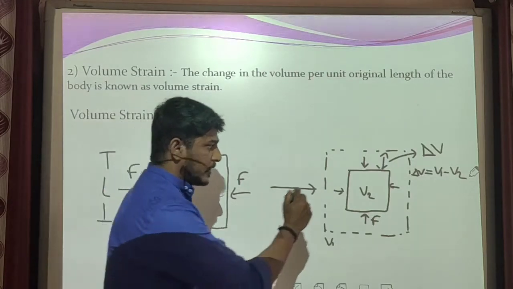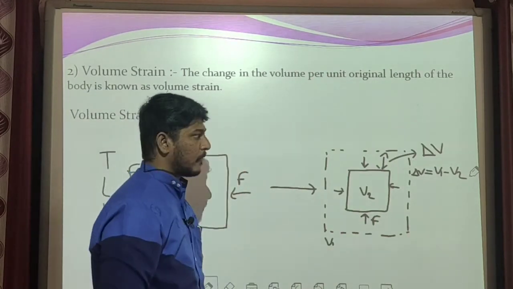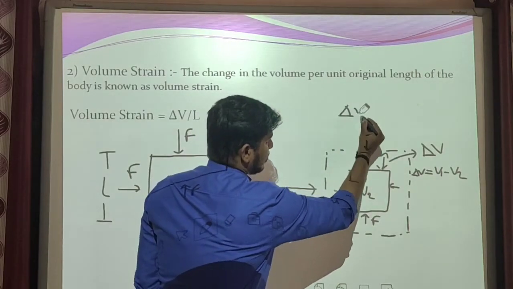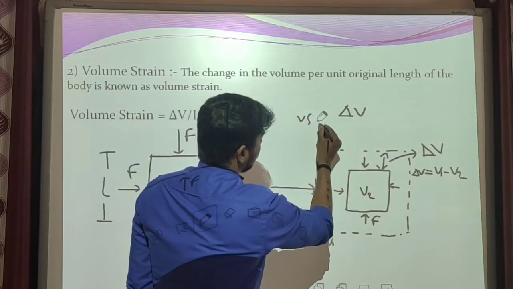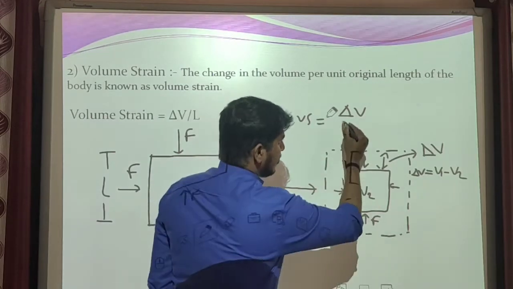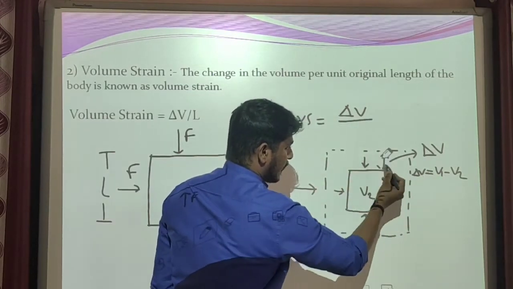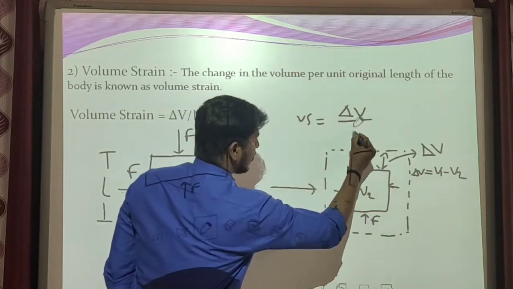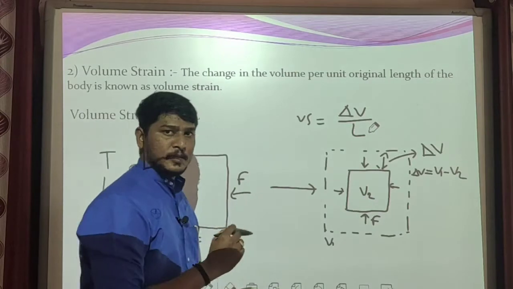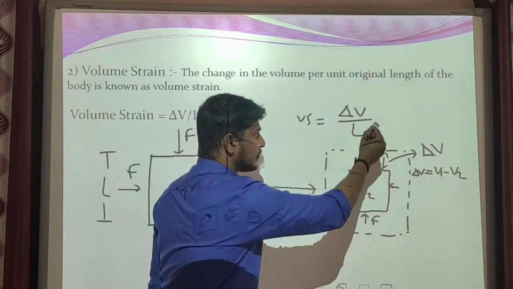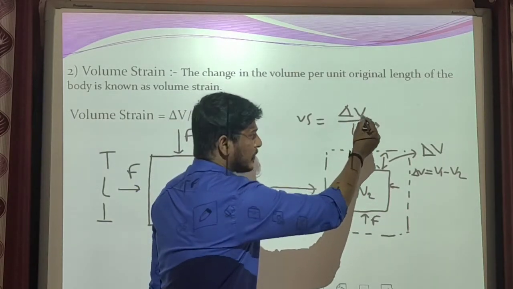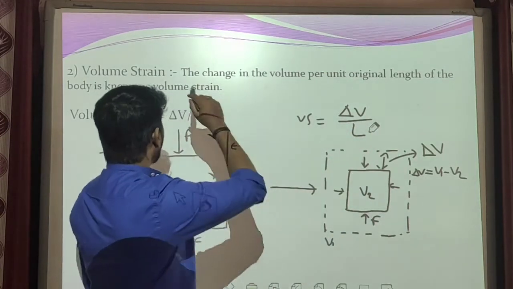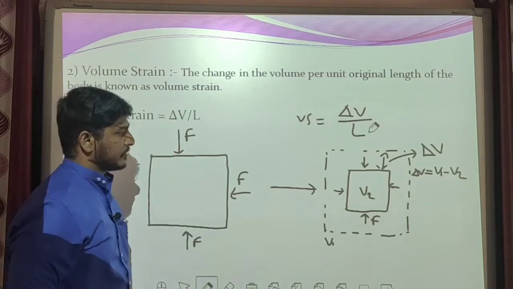Now in this case we define volume strain as delta V, that is, the change in volume, to the original length, that is L. Volume strain is simply the ratio of change in volume to the original length. That is about volume strain.